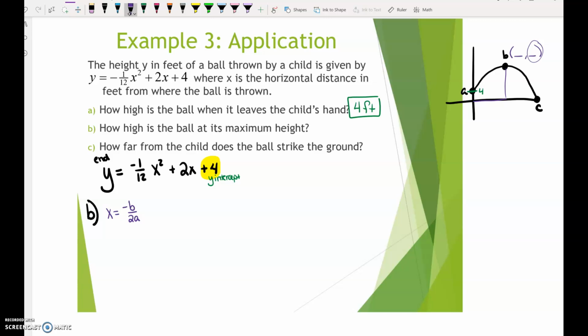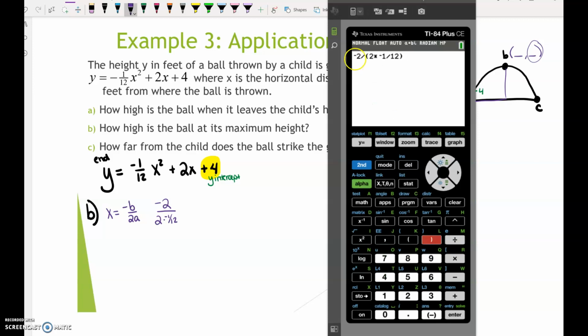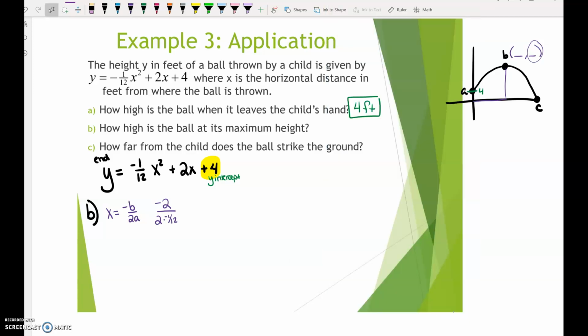So opposite of our b value is -2 over 2 times our a value. And if you plug that into a calculator, I would type it in like this: -2 divided by parentheses 2 times -1 over 12. I get +12. And that seems weird, but just trust it. That means the x value of the vertex is +12.